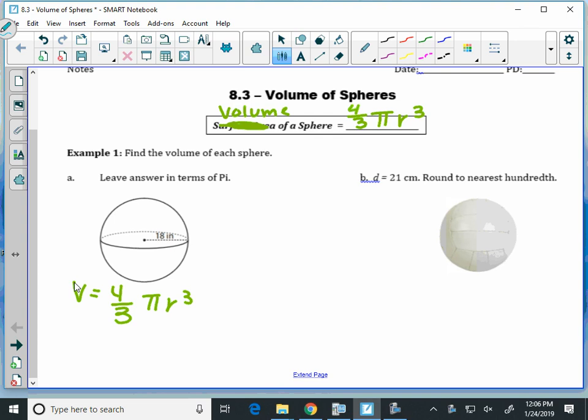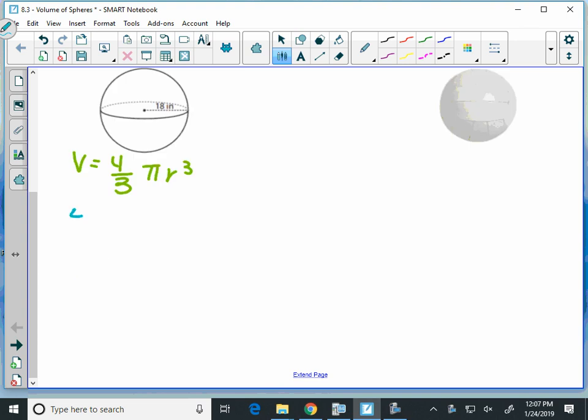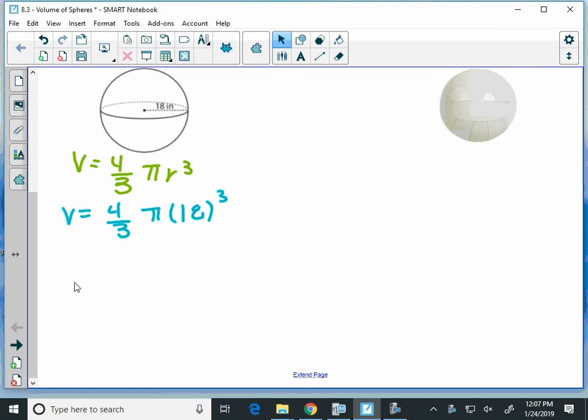What is the radius of our sphere? 18. So you're going to plug 18 in for r. Volume is equal to 4/3 pi times 18 cubed. It says leave in terms of pi. So you want to plug everything in your calculator but pi.